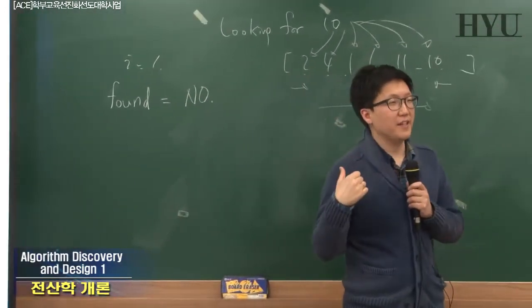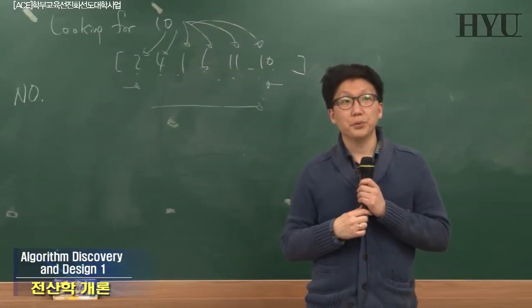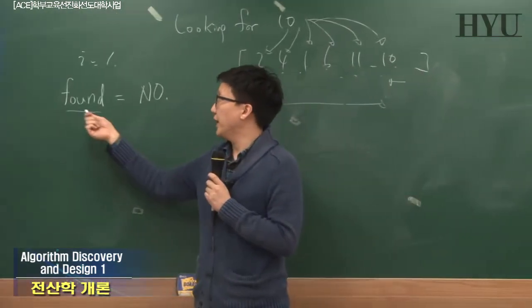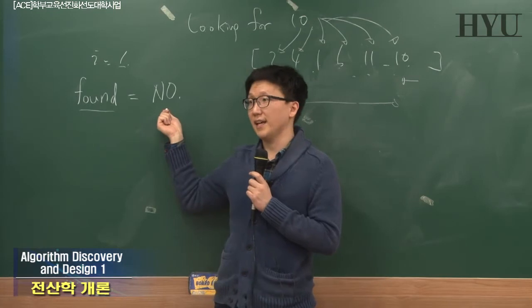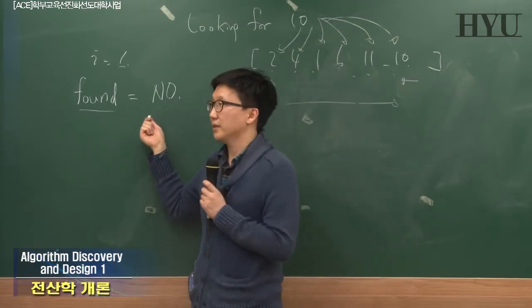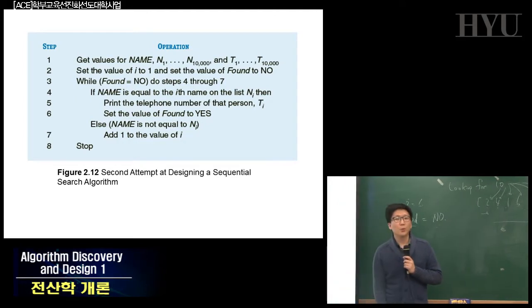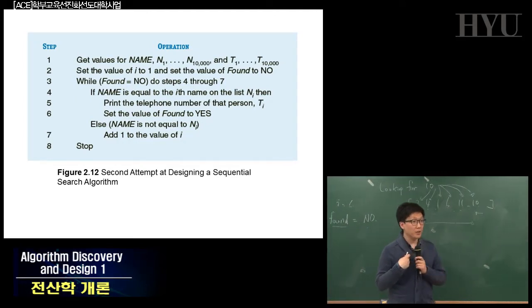What was yes and no? We briefly discussed last class. It was something called Boolean, right? Yes and no. So this one will store not an integer, it will store only yes and no. So I'm going to set it as a no, while found is no. So at the beginning, my found always will be no.